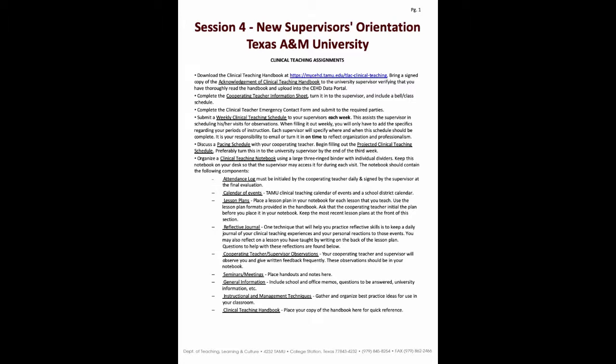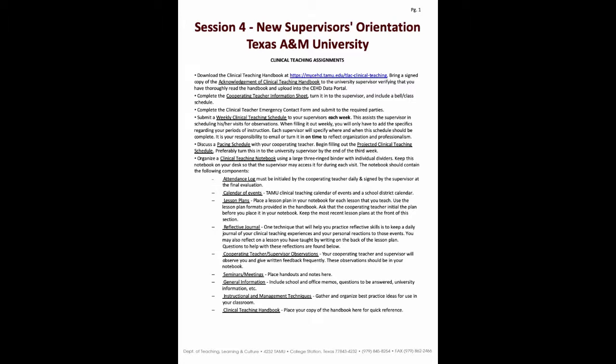Find the 6th bulleted item in this list. It says, organize a clinical teaching notebook using a large 3-ringed binder with individual dividers. At your orientation seminar, make it clear to your clinical teachers that if they've not already done so, it's time to organize this notebook according to these guidelines and keep it on their desk or designated space in their classrooms. Let them know that you will need access to it each time that you observe. Tell them that you will spot check the lesson plans filed in this notebook and inspect the attendance log on each visit.